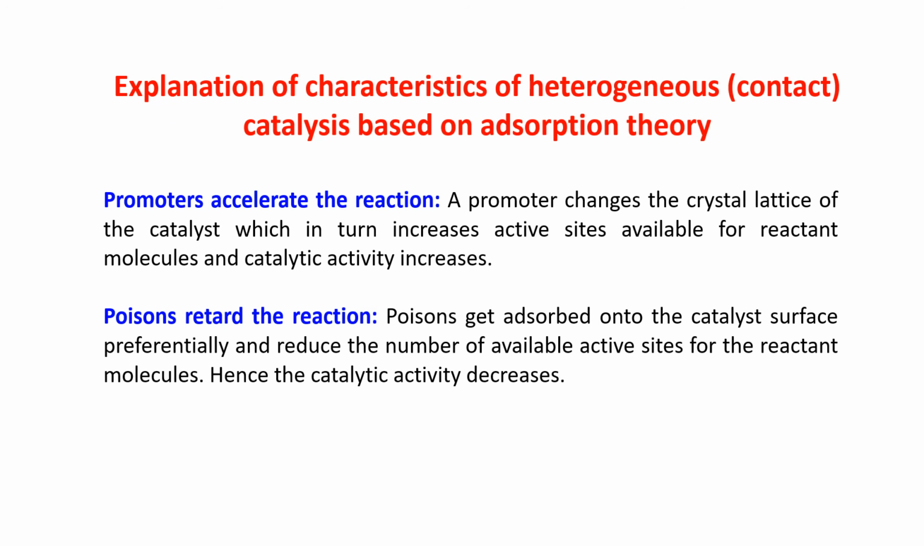Poisons retard the reaction. This also you know. How do poisons retard the reaction? Poisons get adsorbed onto the catalyst surface preferentially and reduce the number of available active sites for the reactant molecules. Hence, the catalytic activity decreases. I hope it is clear to you.